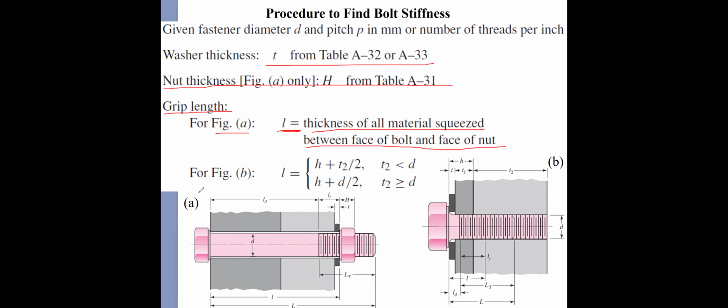For figure A, these two member thicknesses are similar. For figure B, T1 is much smaller than T2. For figure A, the partially threaded length is smaller than the unthreaded length, and for figure B, the whole bolt is threaded. Therefore, the grip length can be defined as what we already learned last time.